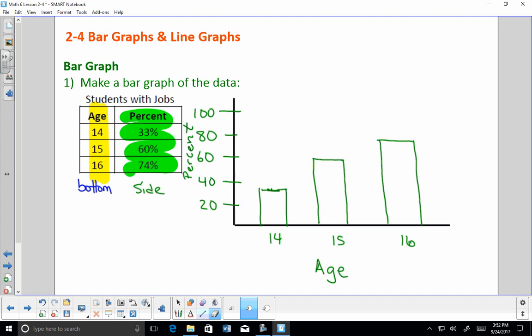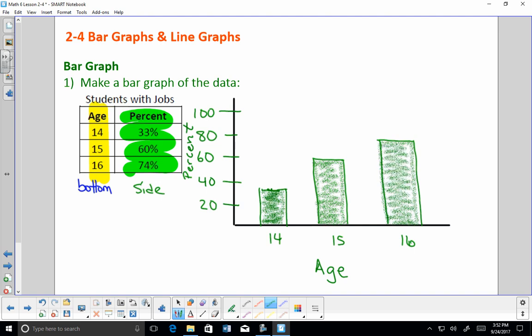Now the last thing I'm going to do is fill in my bars because it always looks better if they're filled in. So I'm going to color in my bars. There's that one. And there's that one. And then there's this one right here. And last but not least, we should always title our graph. And this happens to be students with jobs, so we're going to put students with jobs. There we go. So now I have a title to my graph.